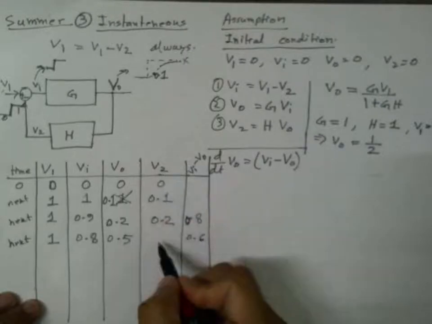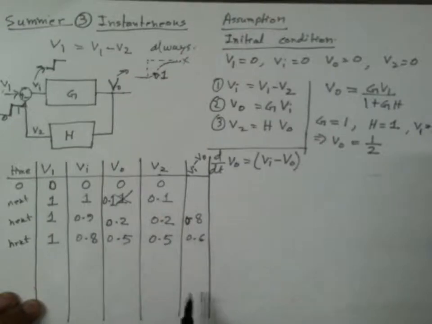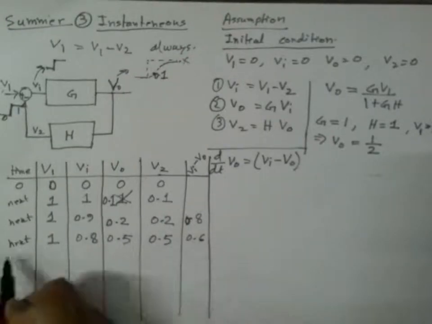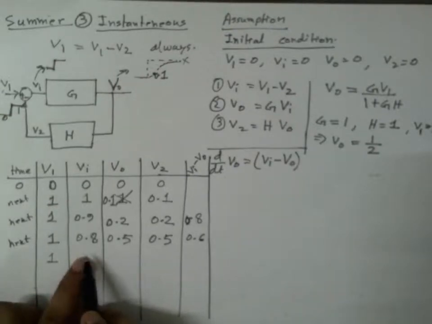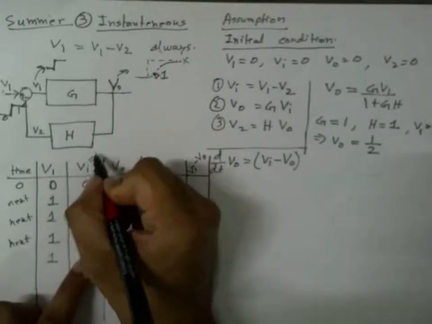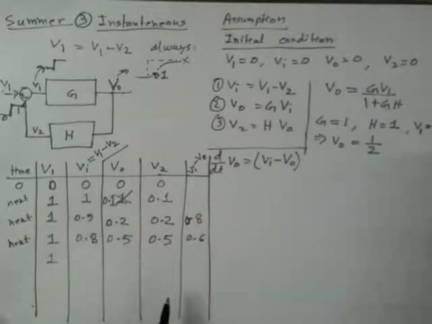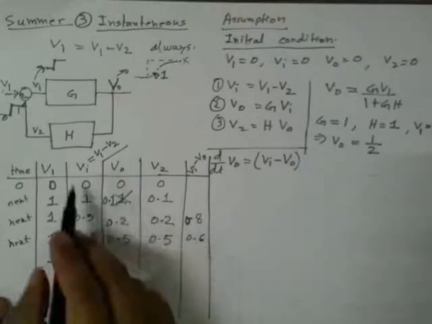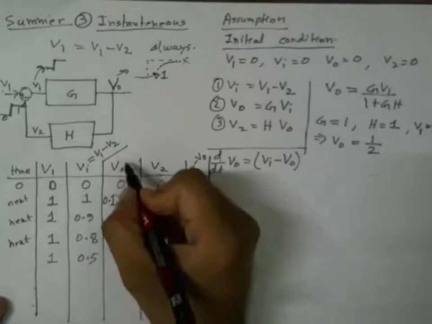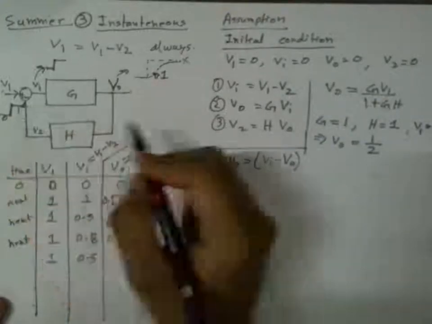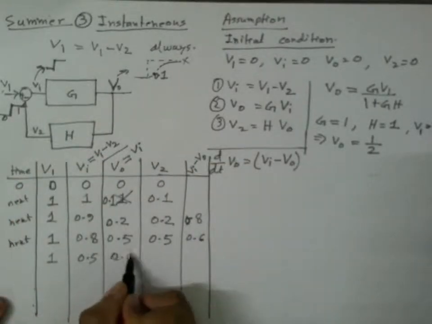And then V2 will be 0.5 multiplied by 1, which is 0.5. Okay, if so, then this is again 1. Now this is equal to V1 minus V2, right? So V2 is 0.5, V1 is 1, so this will be 0.5. Now Vi is nothing but, because G is 1, so this will be 0.5.